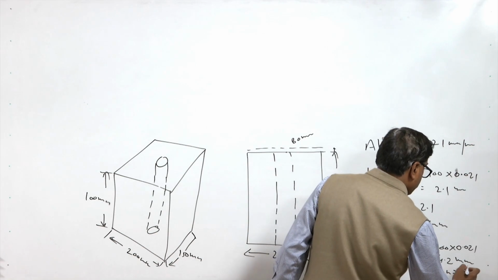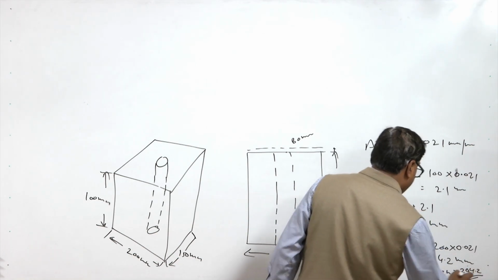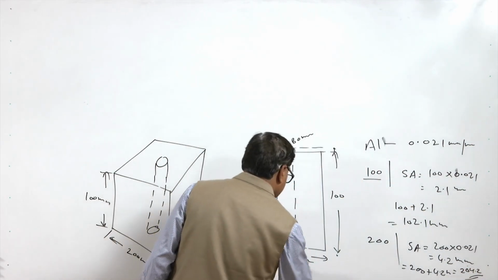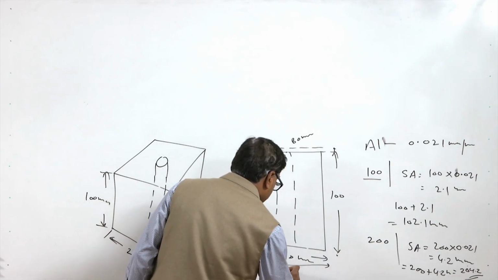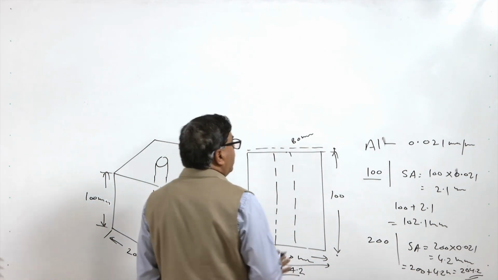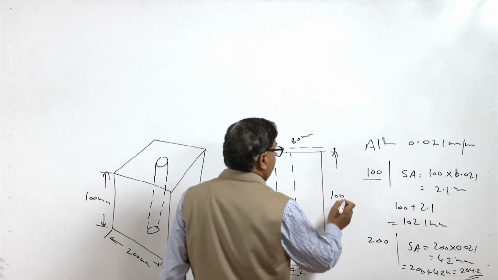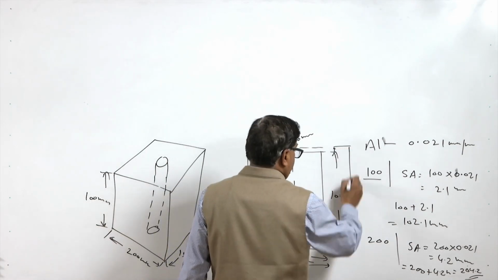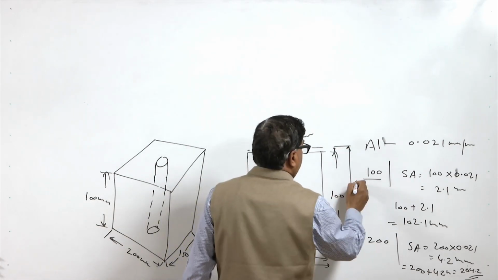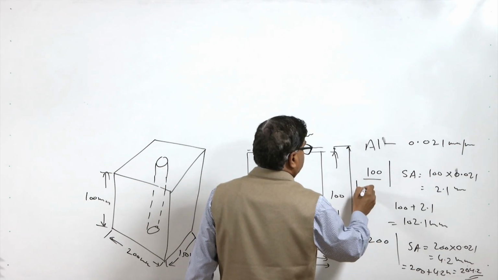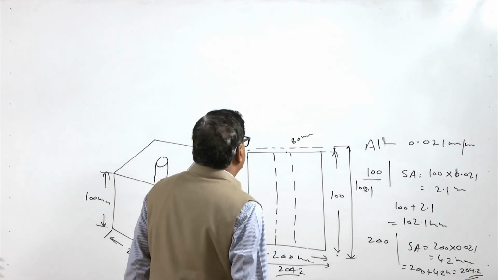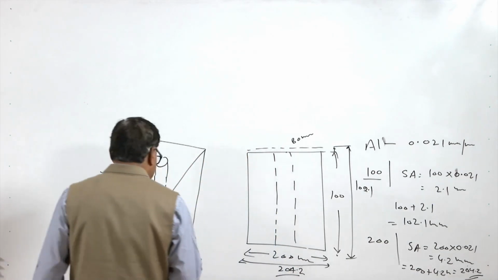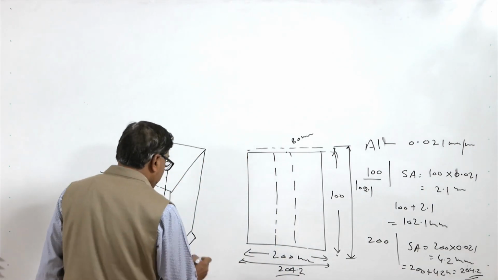So, 204.2 mm. So, this dimension will be further revised. And this width will be 204.2 after giving the shrinkage allowance, and this dimension will be 102.1. Okay. Now, similarly, we can give it for the dimension 150.